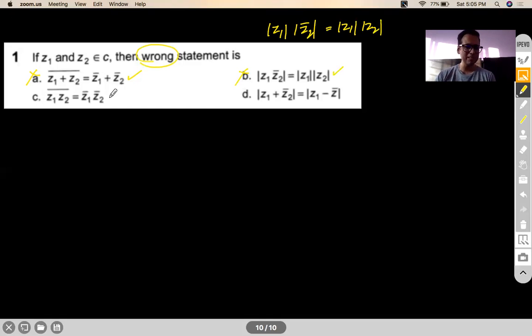This is anyways a property, so this is also correct, hence not the right option. This is not correct. So there is no such link like Z2 and this. Ideally, they should have written Z2 here, but no link like that. So this is your right answer because it is the wrong statement. Okay.